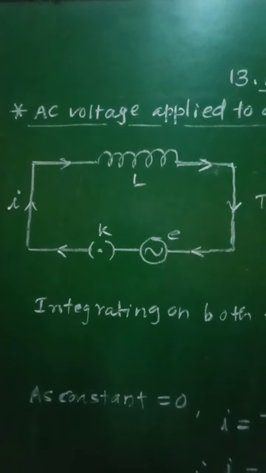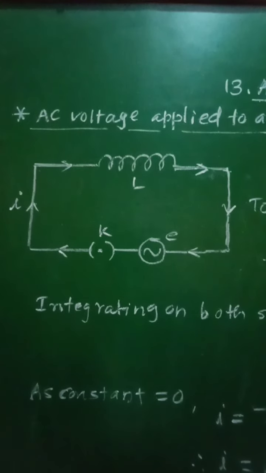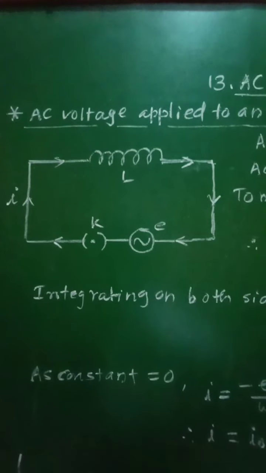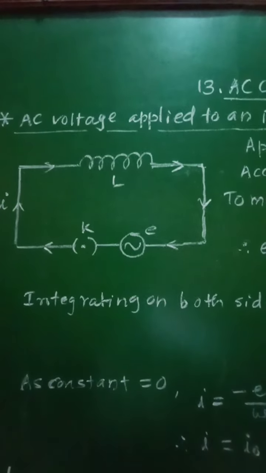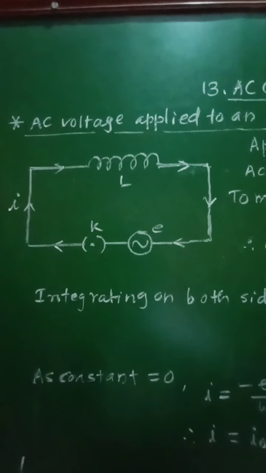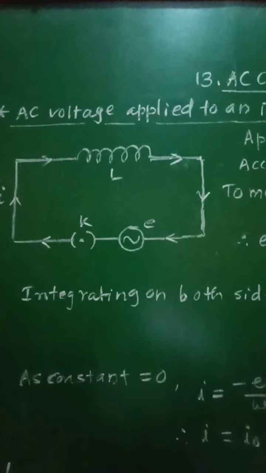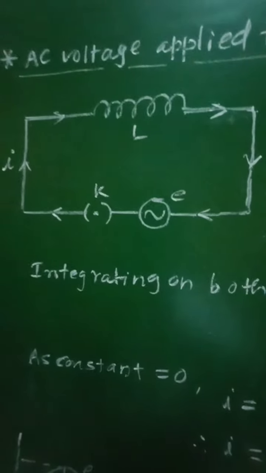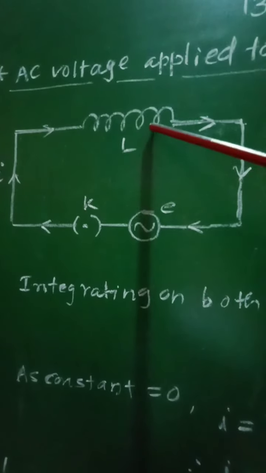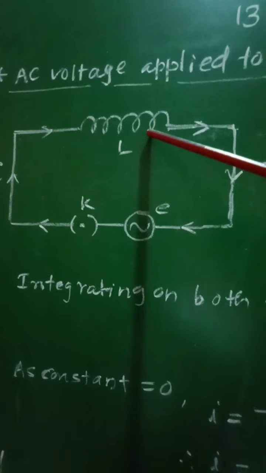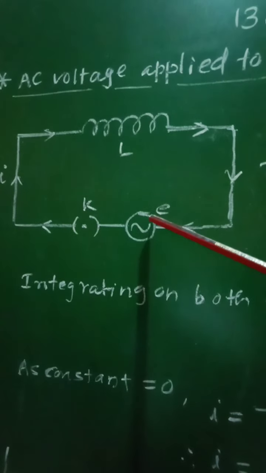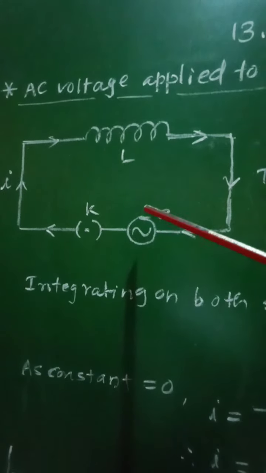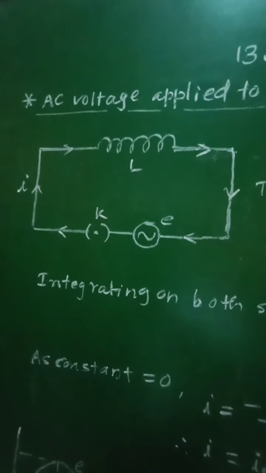Now when the key is closed, at that time current I begins to increase in the inductor because the magnetic flux linked with that inductor changes and an induced EMF is produced which opposes the applied EMF. The induced EMF across this inductor will oppose this applied EMF according to Faraday's law, that is E equal to minus d phi by dt.